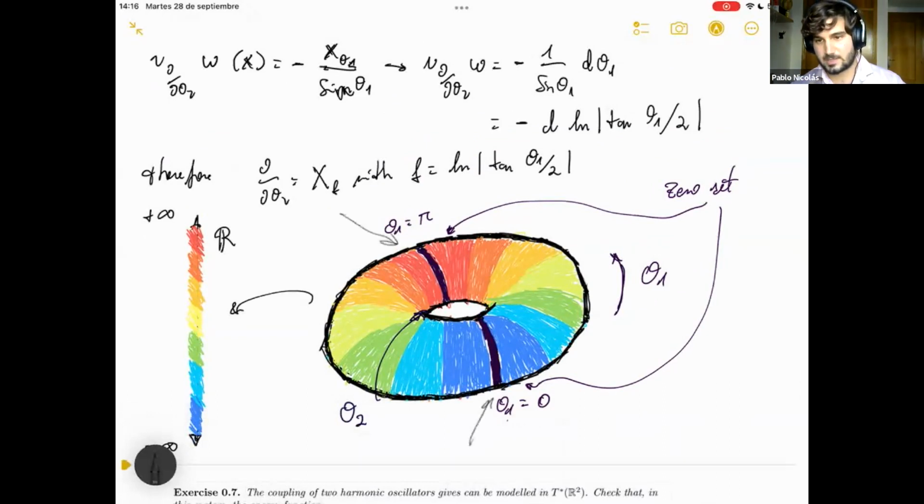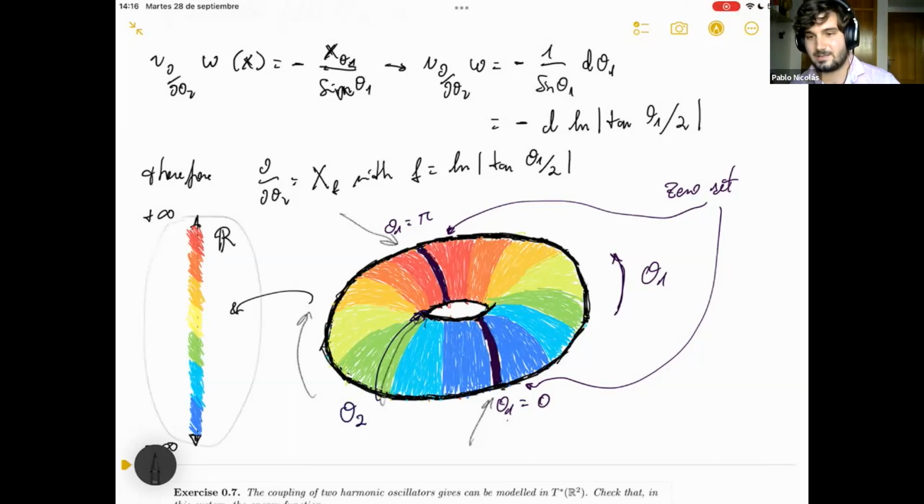And as we said, this function is constant on θ2. So that's why we have dependence. This is the rotation on θ2. So the function is the same on rotations by θ2. And θ1 goes in this way. And that is why we have here the picture of R.